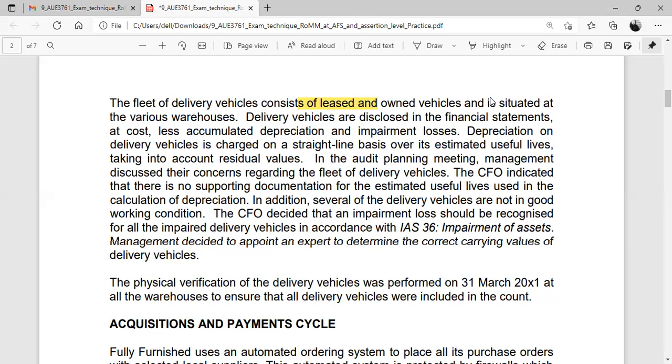I'm sorry, could you repeat? Okay, so I'm saying we spoke about the fact that the monthly rentals being paid towards these delivery vehicles, there's a risk that these rentals are not recorded, right? So my question is, what assertion would be affected then? If you don't record something that you're supposed to record, which assertion is affected? Wouldn't that be completeness? Absolutely. That would be completeness.